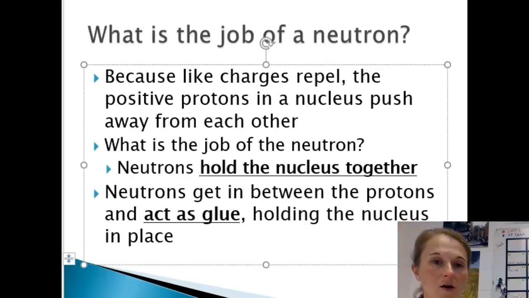What is the job of the neutron? It's to hold the nucleus together. It acts like a glue between the protons, and also keeps the protons from repelling each other. And those neutrons keep the balance between those protons, keeping them in place inside the nucleus. So if there's not the right number of protons compared to neutrons, then we have that unstable nucleus.